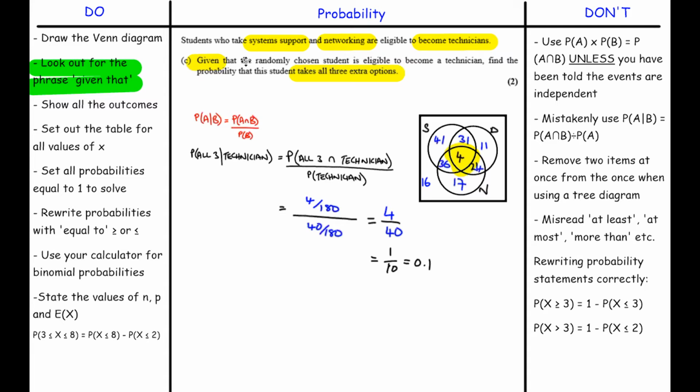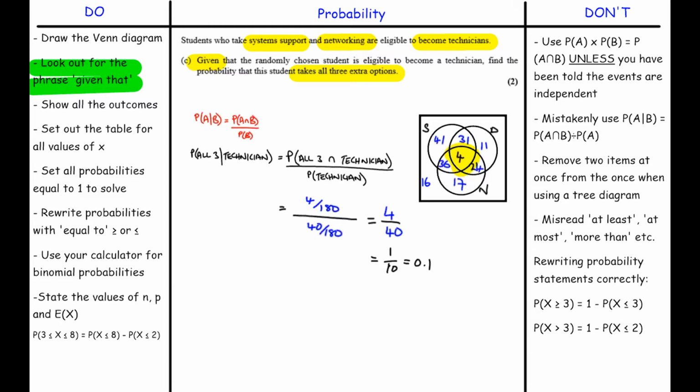All right, just to remind you to be on the lookout for phrases like "given that." The "given that" says that you're reducing your field of interest from the entire set just down to a subset. So in this particular question, we were told, given that the randomly chosen student is eligible to become a technician, so I'm only interested in those who can become technicians, which means I'm only interested in those who do system support and networking. System support and networking was 40 students. Those are the ones I was interested in.